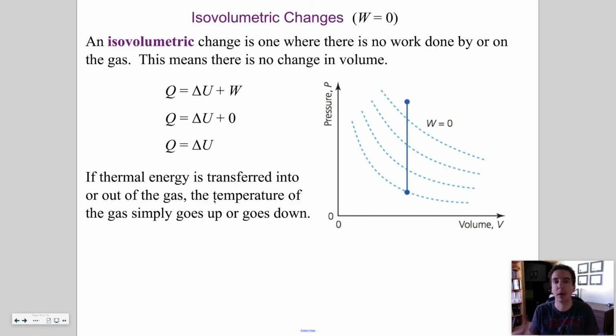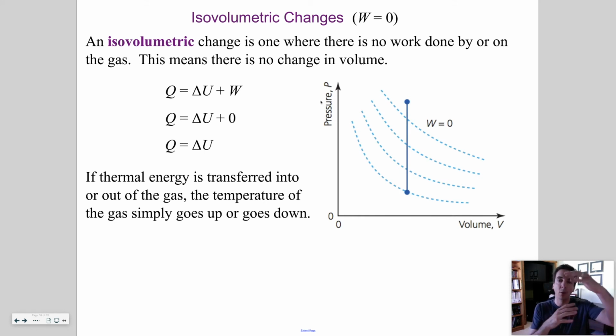Last one, isovolumetric. The volume does not change. So let's say you've got a container that doesn't have a moving piston. It does not move up or down. It is a rigid gas container or something like that. So no work is done by or on the gas.